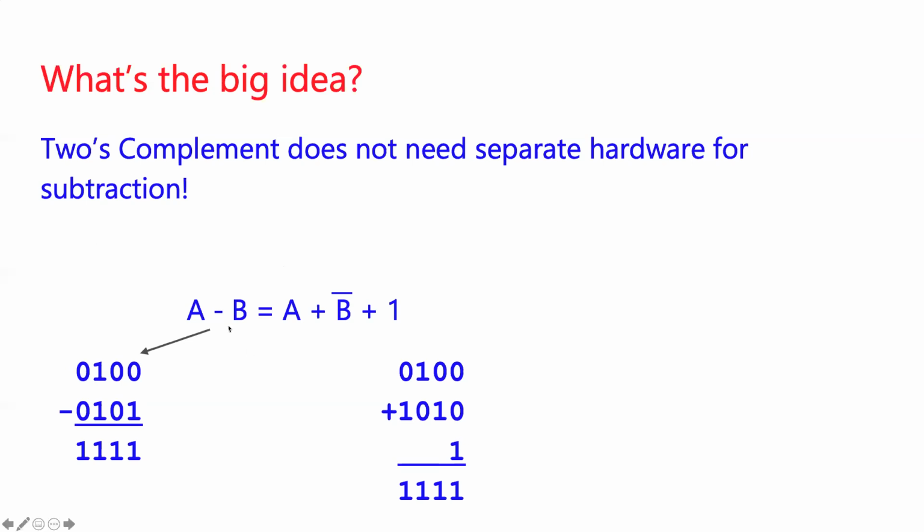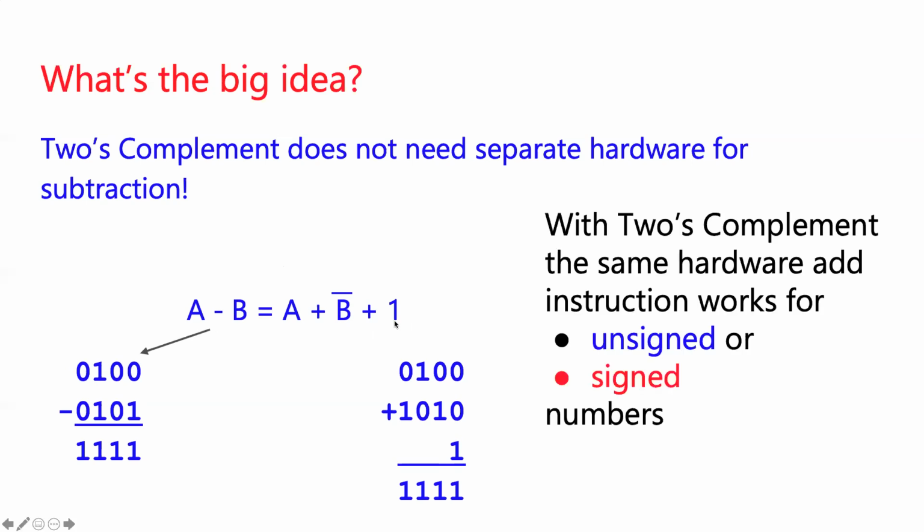So to do subtraction, you can either build hardware to do it directly, or you can do it with addition: A plus the complement of B plus a 1, or plus a carry into that lowest order bit. Same thing that we were talking about before. The nice thing about this is we could do subtraction without having to build separate hardware for it.